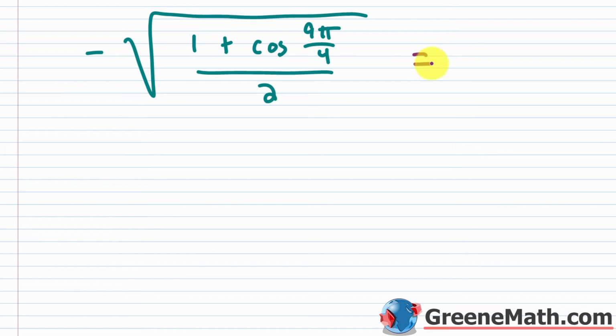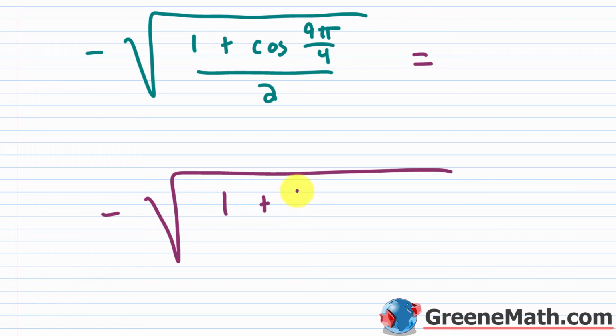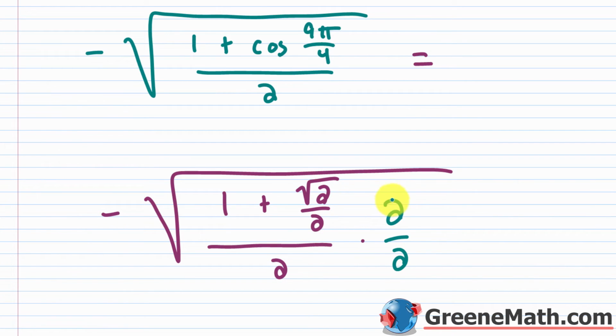So this ends up giving me the negative of the square root of 1 plus the square root of 2 over 2, and then this is over 2. So I'm just going to multiply by the 2 over 2 so that this denominator gets cleared out. So let's multiply here and here and here. And let's see what we end up with.